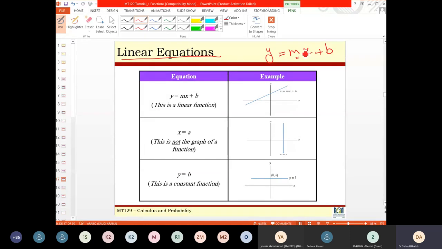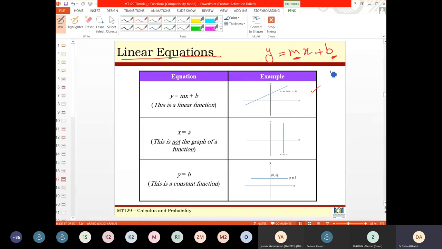Why do we call it a linear function or linear equation? Because it looks like a line if I draw it. This is how it looks like. And later, we're going to talk about this linear function with more details, inshallah. You will understand what this m is, what this b is. Okay? So this is what we call the linear function. It looks like y equal to something times x plus b.